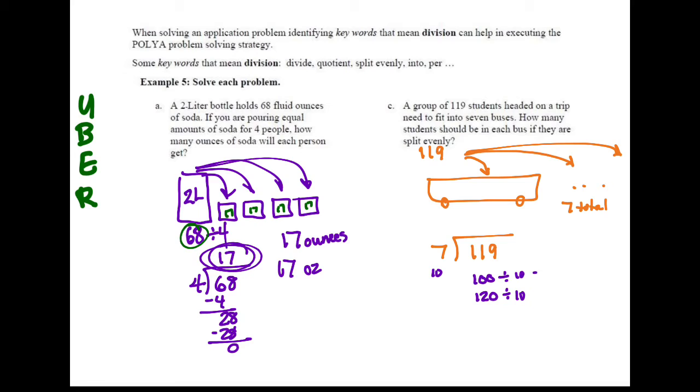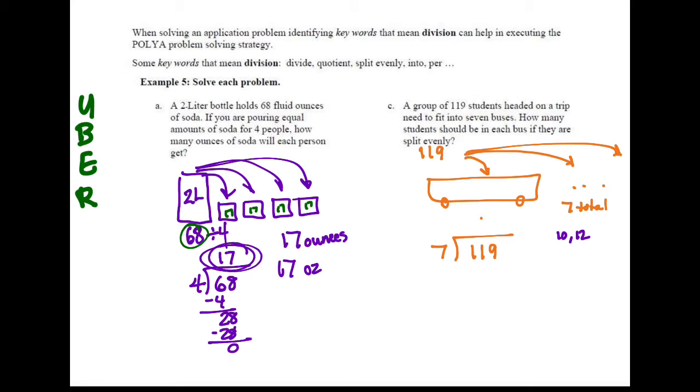100 divided by 10 is 10. 120 divided by 10 is 12. But that's rounding quite a ways off. So let's see where we end up. Okay, so 10 or 12 is what we're going to try to get. Now let me erase that so we have room to do our long division.